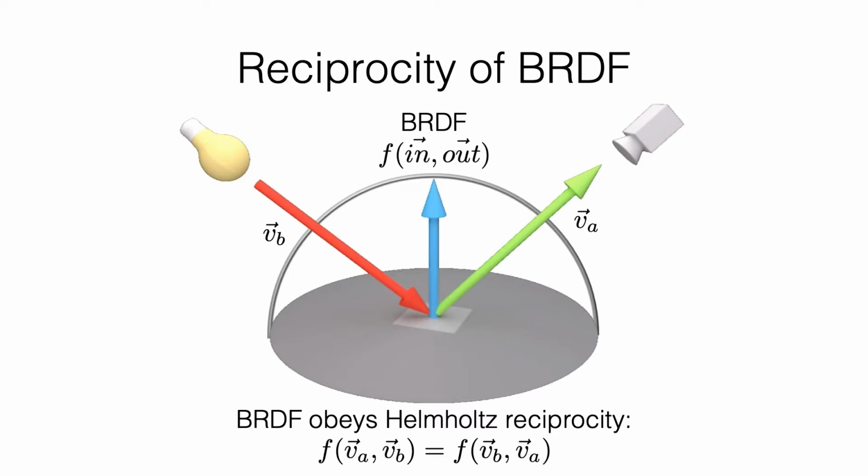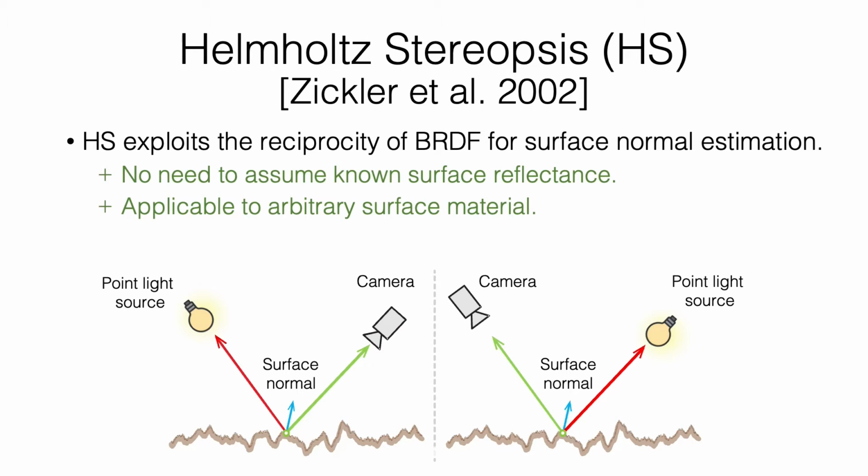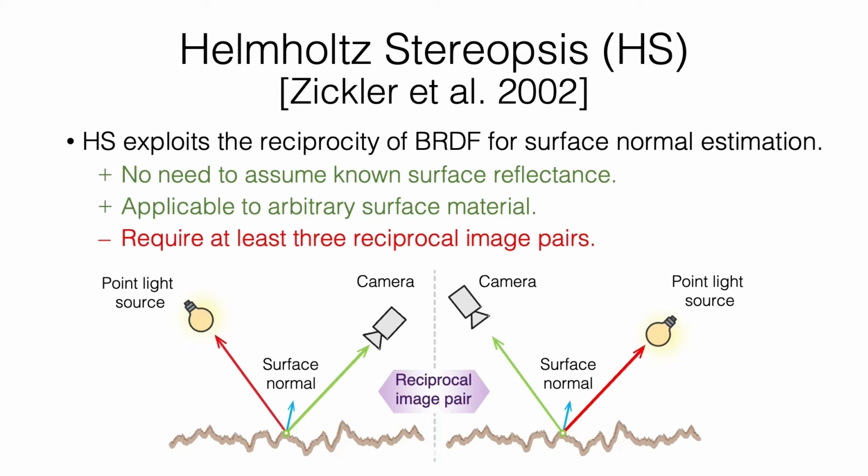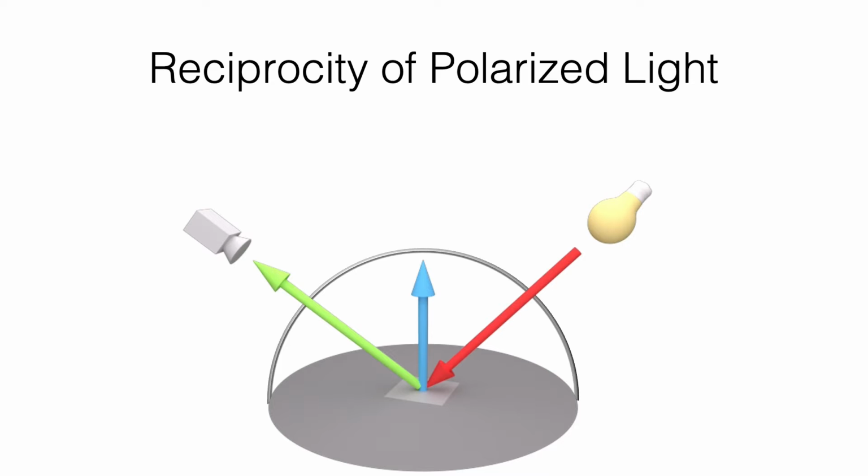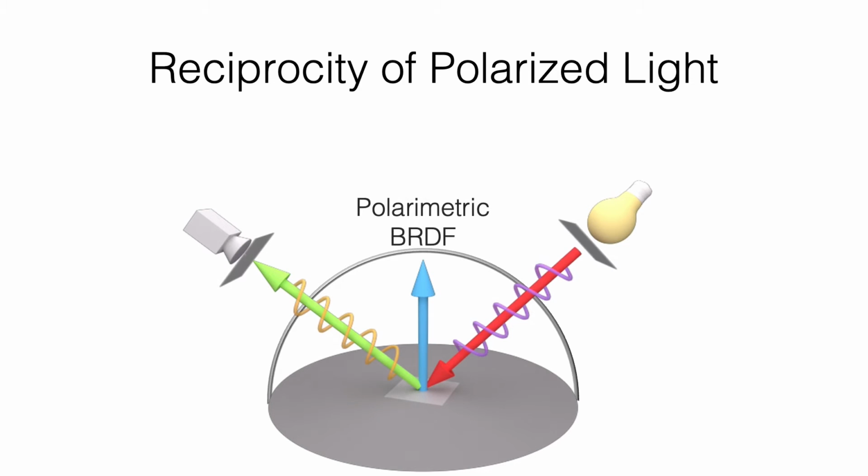Using this property, Ziegler et al. proposed the Helmholtz Stereopsis that estimates the surface normal from reciprocal image pairs. The pair is taken by switching the camera and light source positions. As the BRDF is symmetric under this setting, it can be cancelled out by dividing the intensity of the two images. For this reason, this method is independent of surface reflectance, but it requires at least 3 pairs to solve the normal. Here we extend the problem by considering polarized light.